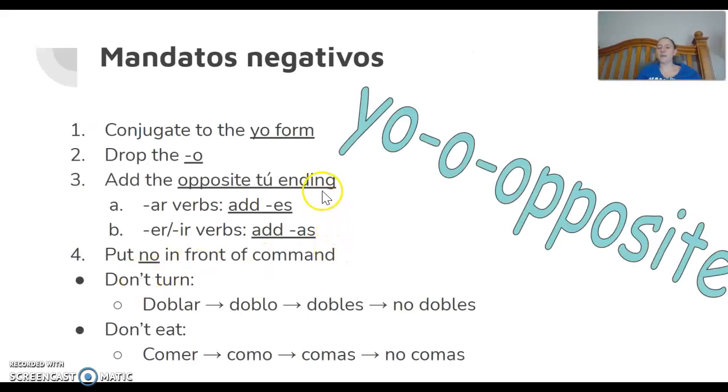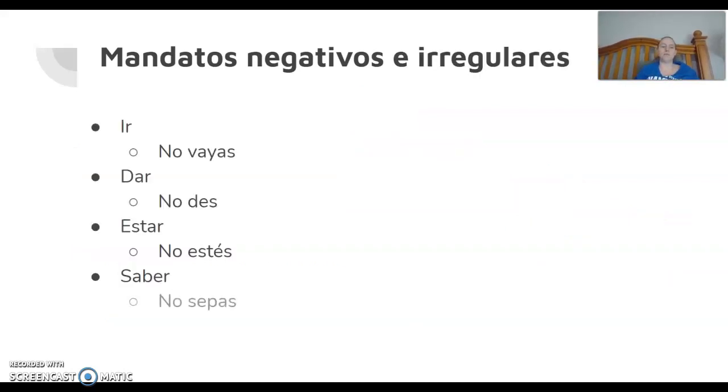Okay, sorry, let me go back real quick up here. If you want to do an usted command, you would just add the opposite usted ending. Or if you're giving an ustedes command, you would use the opposite ustedes ending. So this step 3 here is where you can differentiate between who you're giving commands to. This is the process that you use for affirmative usted commands and negative usted commands, as well as affirmative and negative ustedes commands. So it's that yo-o opposite, and then if it's a negative command, you just put no in front of it. Sorry, I forgot to mention that earlier. So then we have no vayas, no des, no estés, no sepas, no seas.